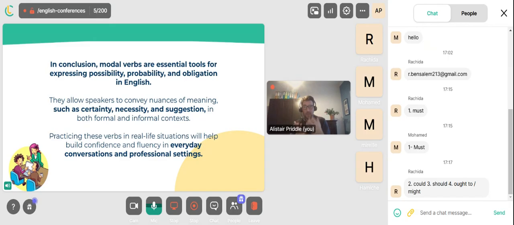Practicing these verbs in real life situations will help build confidence and fluency in everyday conversations and professional settings.